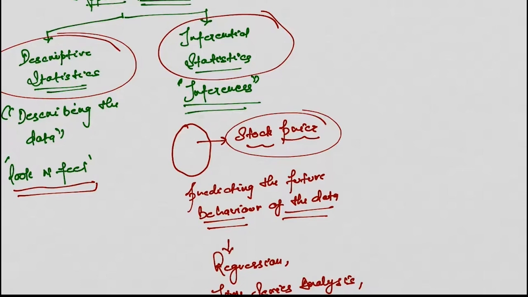Aur yahan to sirf bahut hi simple regression ka discussion kiya gaya hai. There are many advanced regression techniques like Lasso regression, like the regression that is called stepwise regression. To main to kuch hi regression ka naam bol raha hu. Logistic regression. However, the discussion is limited only to simple regression and multiple variable regression. Bahut advanced regression ka discussion nahi hai.